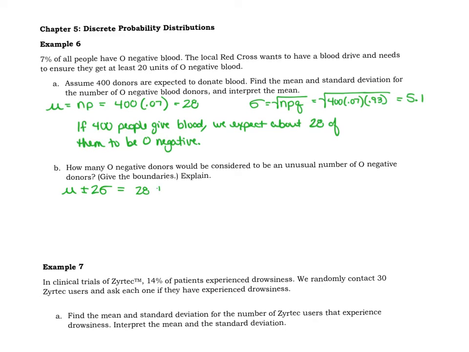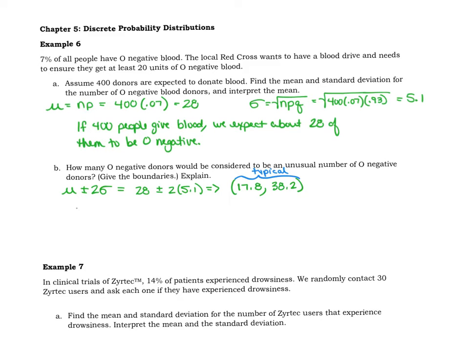So if we do 28 plus and minus 2 times 5.1, that is going to give us a lower boundary and an upper boundary. If you do the subtraction first, that'll give you the lower boundary. So 28 minus 2 times 5.1 gives us 17.8. And then if you change that to a plus, that gives you an upper boundary of 38.2. So this range in between is what's typical. We would expect to see somewhere between 17.8 and 38.2, or let's say 18 and 38 O negative donors.